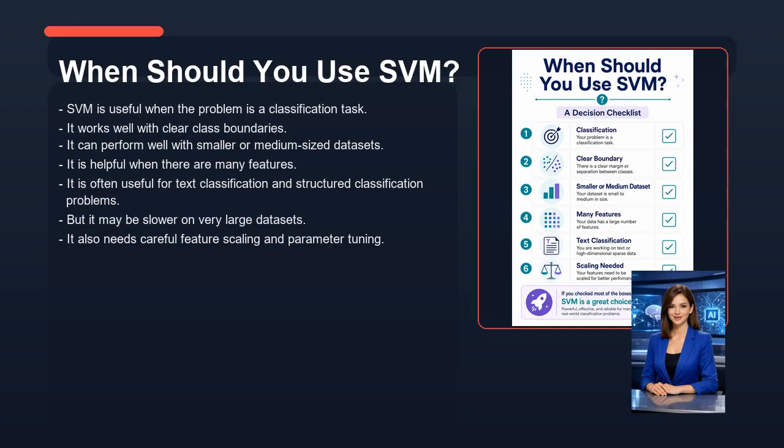Now let's look at when should you use SVM? SVM is useful when the problem is a classification task. It works well with clear class boundaries. It can perform well with smaller or medium-sized datasets. It is helpful when there are many features. It is often useful for text classification and structured classification problems. But it may be slower on very large datasets. It also needs careful feature scaling and parameter tuning.